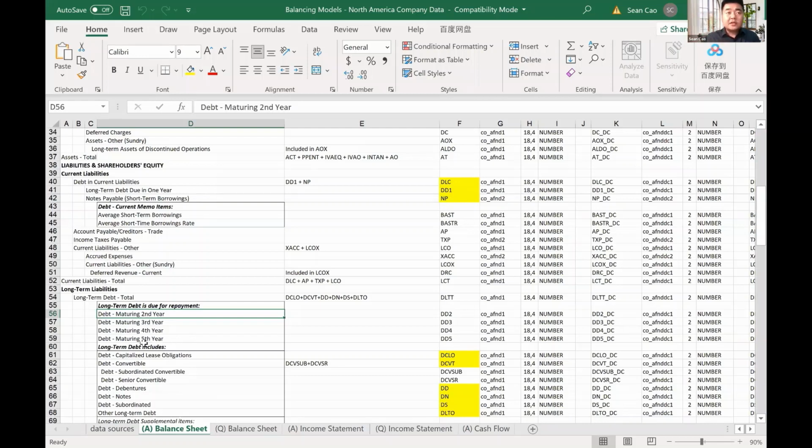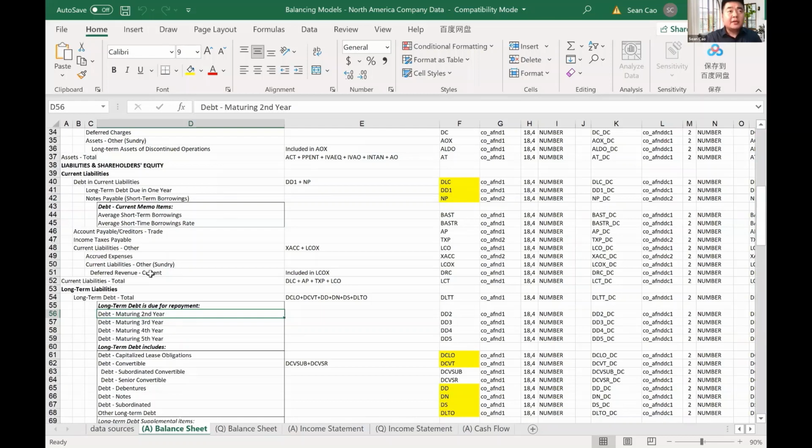So 4 years later, the debt due in 5 years will become short-term, because after 4 years, the debt due in 5 years will be due in 1 year. In that case, the debt will move from long-term debt into short-term debt. So this is a rolling process. You see that? This is a rolling process. The debt due in 2 years, 3 years will become short-term debt as time goes.